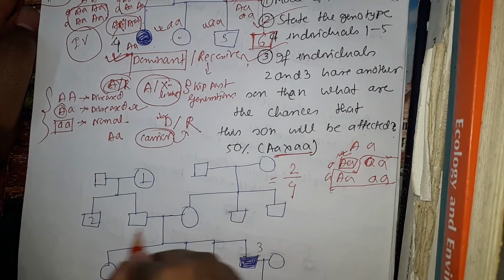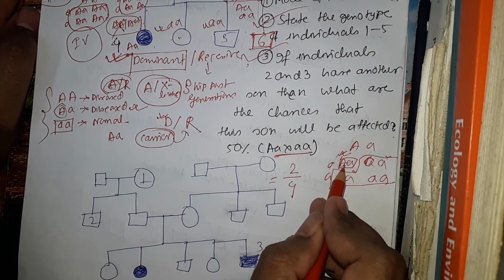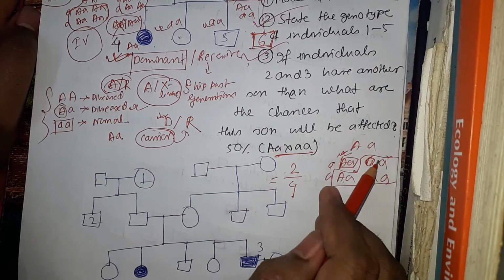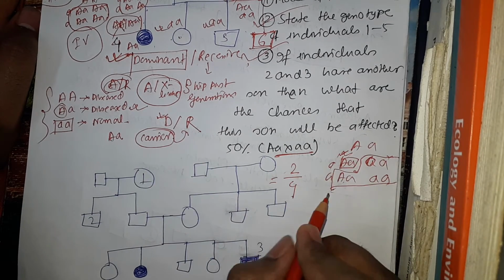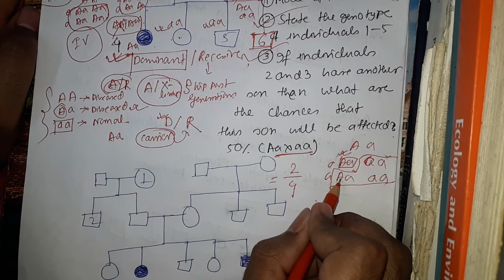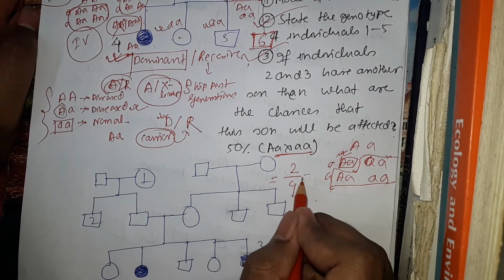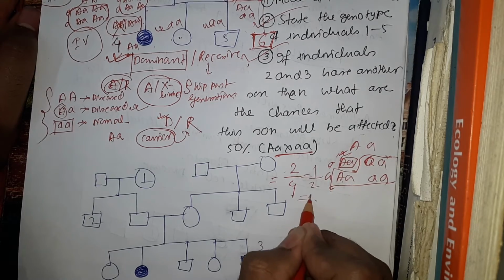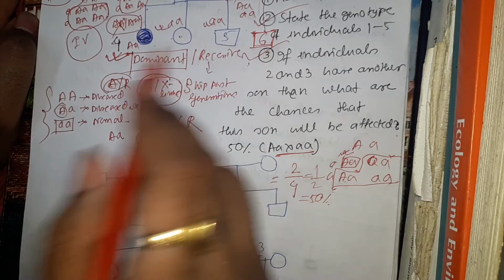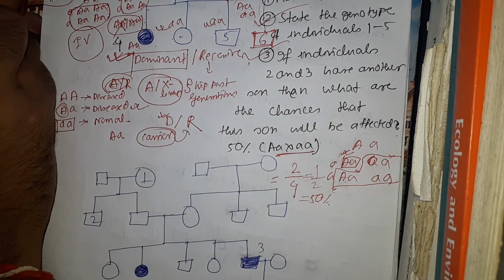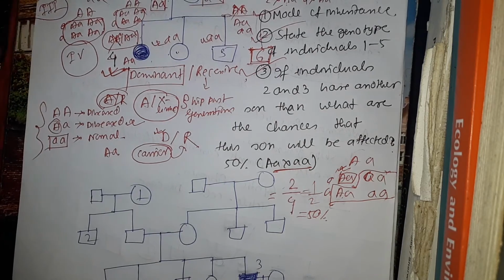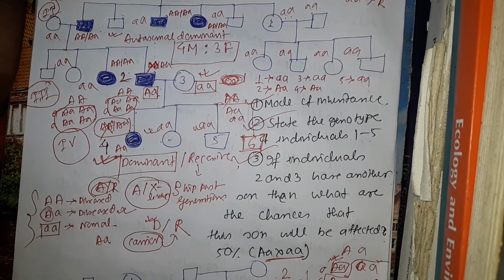Now you will say why? Because simply let's look. They have capital A small a 2 and small a 2. So the total number of progenies is 4 and the number of diseased progeny is 2. So 2 by 4 is equal to half. That means there is a 50% chance that the next progeny will be affected if they have a child again. Okay. So this is an example for autosomal dominant.